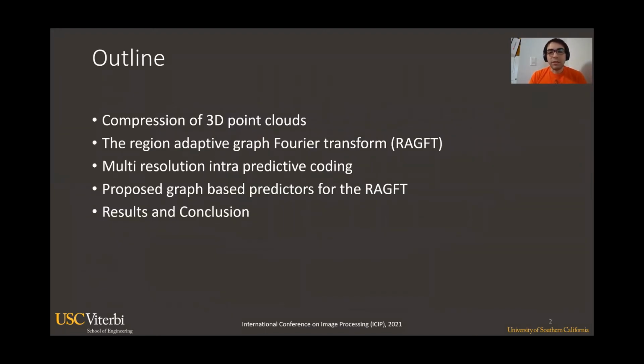I will start by introducing compression of 3D point clouds. Then I will introduce the regional adaptive graph Fourier transform, which is the main transform used in this work. Then I will go over how to do intra-prediction for multi-resolution transforms. I will then go into more details regarding how to construct these predictors using graphs. I will end up with compression results and conclusion.